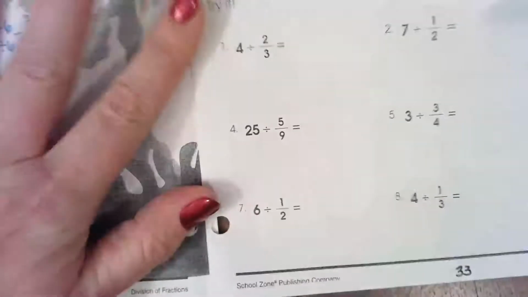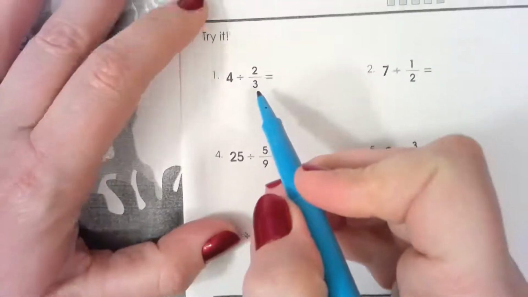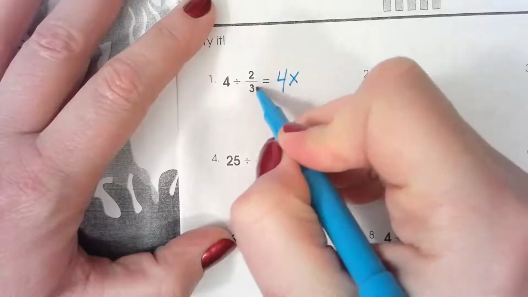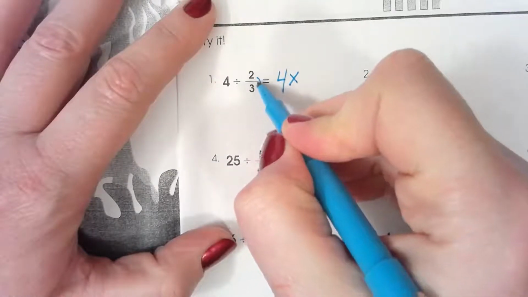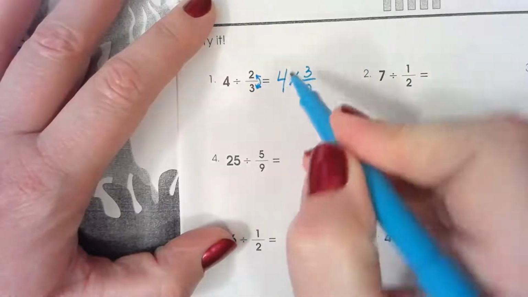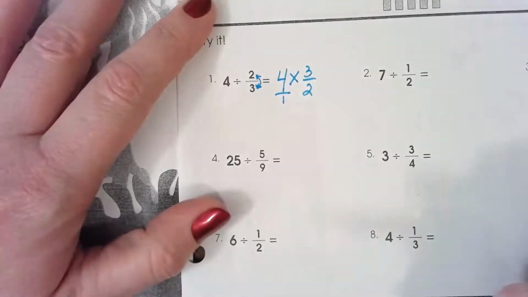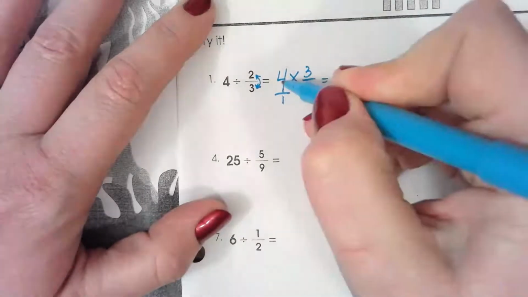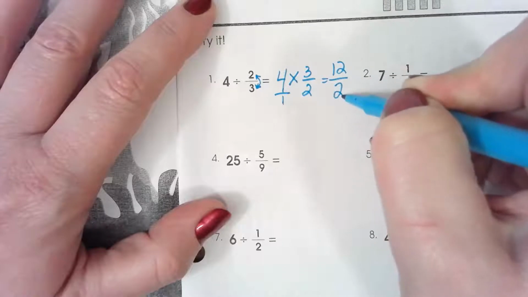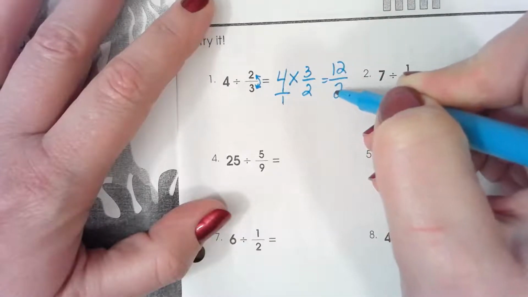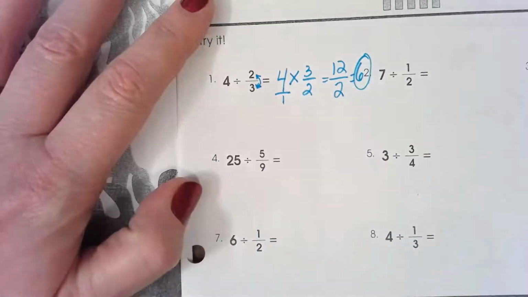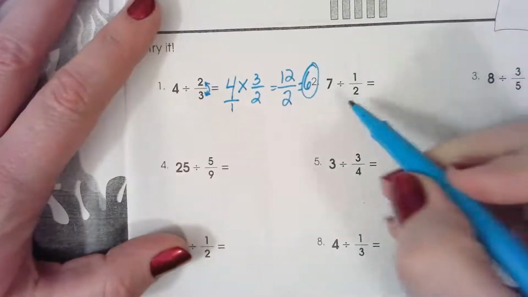Okay, let's try a couple. 4 divided by 2/3. That's the same as 4 times, flip the reciprocal, right? 3 halves. Well, 4 is really 4 whole pieces, so it's 4 over 1. And now 4 times 3 is 12. 1 times 2 is 2. 12 halves. Well, 12 divided by 2 is 6, right? 6 whole pieces.